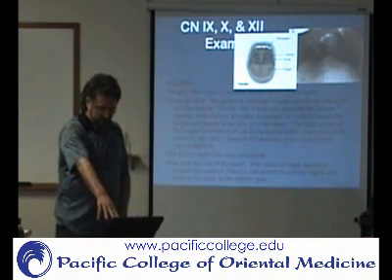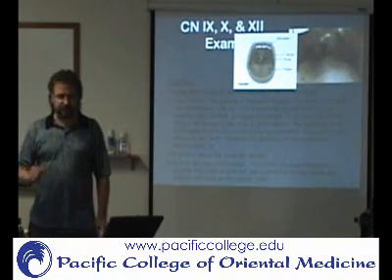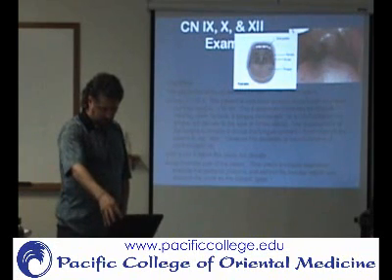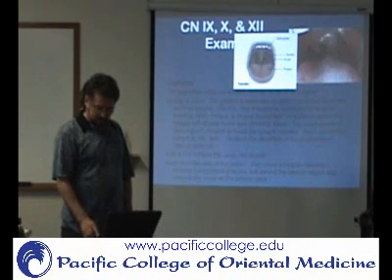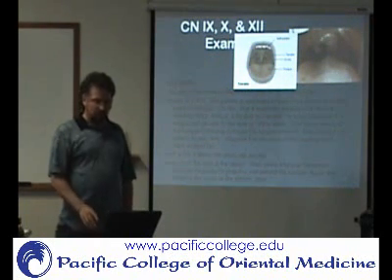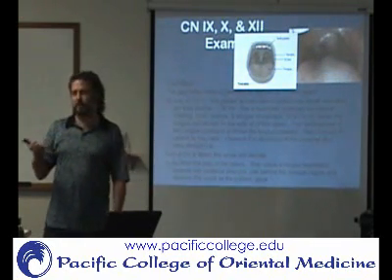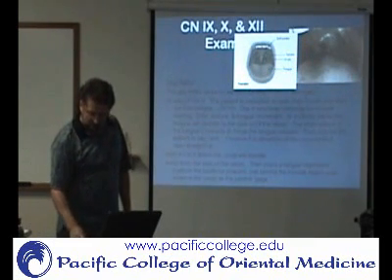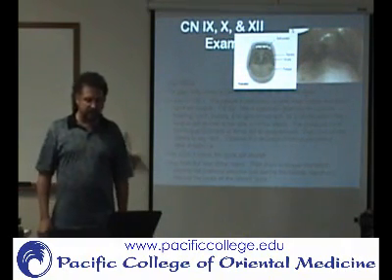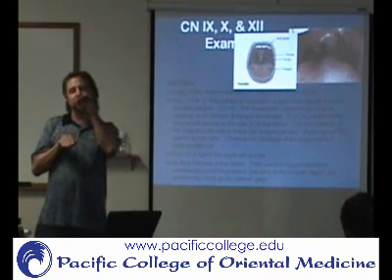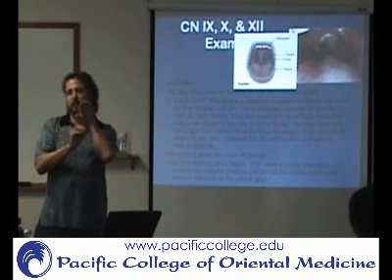Then the tongue will deviate depending on what the lesion is. And then you're also, when you stick your tongue out and say ah, you're checking for the hypoglossal nerve, the 12. And they're going to deviate towards the side of the lesion. So when your tongue's going out like this, if I have a lesion on this side, these muscles aren't going to work as well, so the muscles on the other side are going to overpower it.